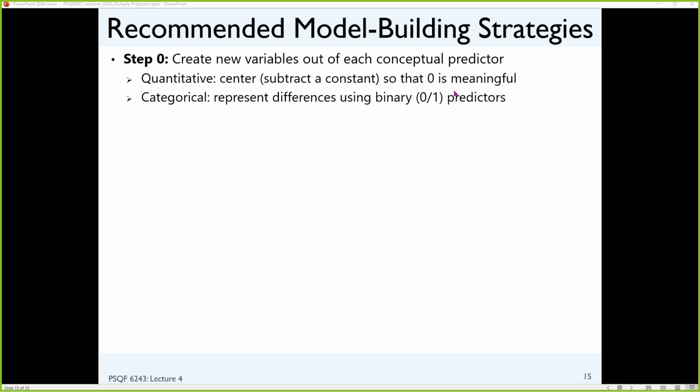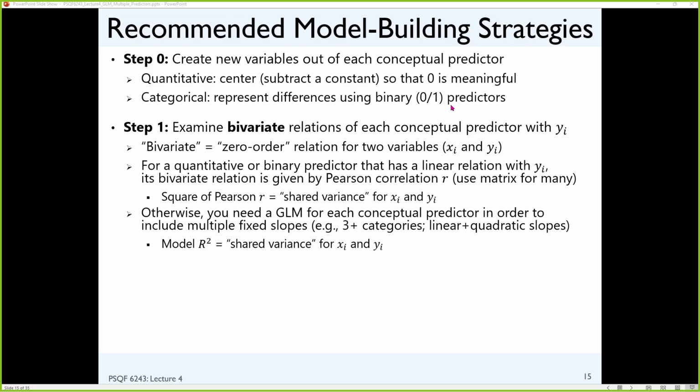So recommended strategies then. Step 0, make your variables. That part hasn't changed. So if it's a quantitative predictor, make sure that 0 is meaningful. You may need to subtract or add a constant so that that is the case. If you have a categorical predictor, you will need to make multiple binary versions of it so that you can put those binary versions in the model, that you've been doing that already.